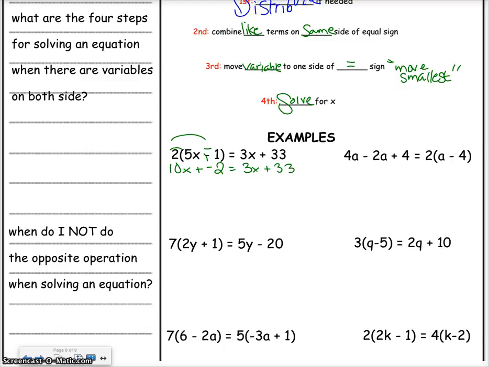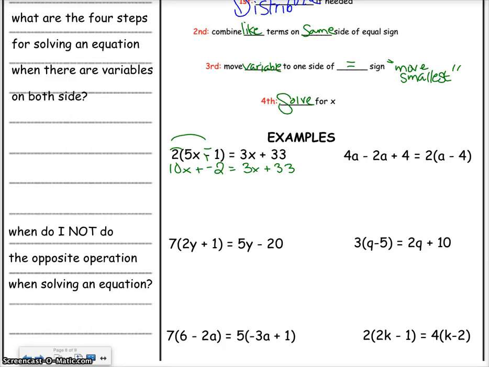The next thing I do is combine like terms on the same side. So I'm looking at my left and I'm looking at my right. Is there anything I can combine on my left side? No. Is there anything I can combine on my right side? No. So I don't even have to do that step. I'm going to step 3.